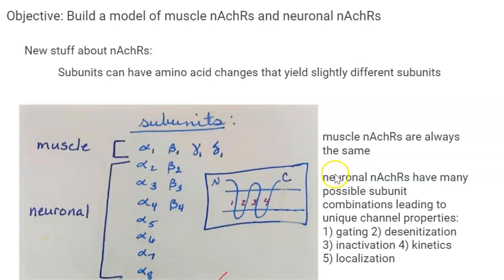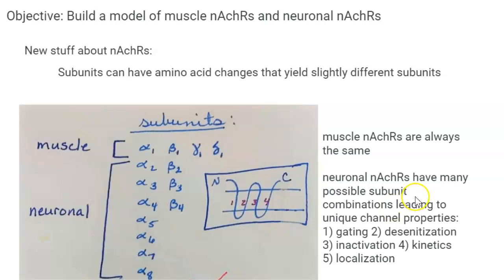And how many subunits do we need for nicotinic acetylcholine receptors? 5, right? So for muscle and for neurons, the nicotinic acetylcholine receptors always have 5. So you'll notice here for the muscle, there's only 4 possible subunits. And all 4 are included, but there's actually 2 alpha. So add another alpha in here, and that will give you 5 subunits.